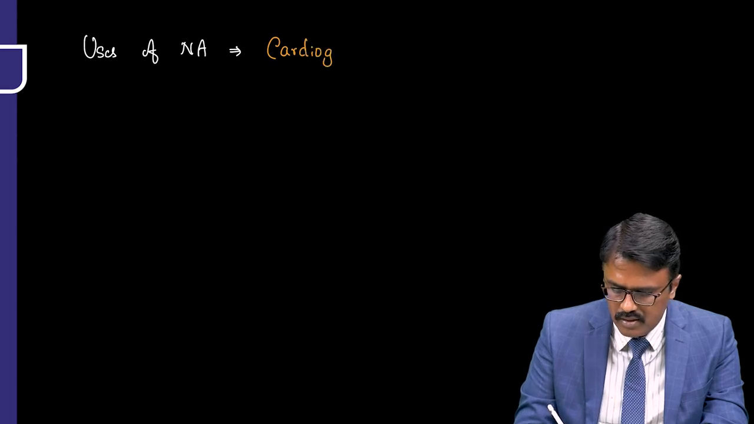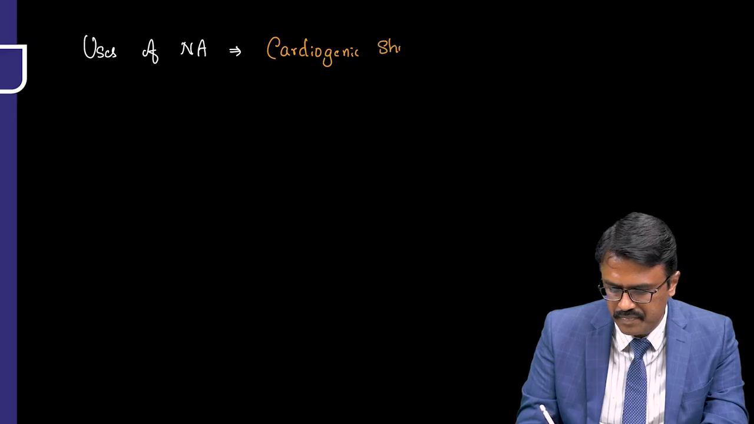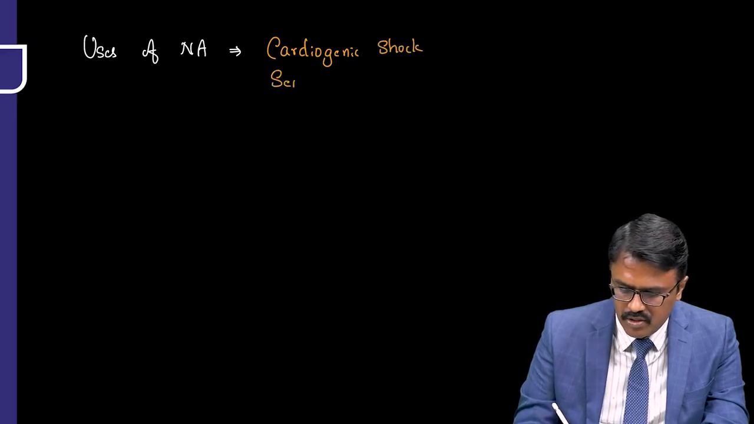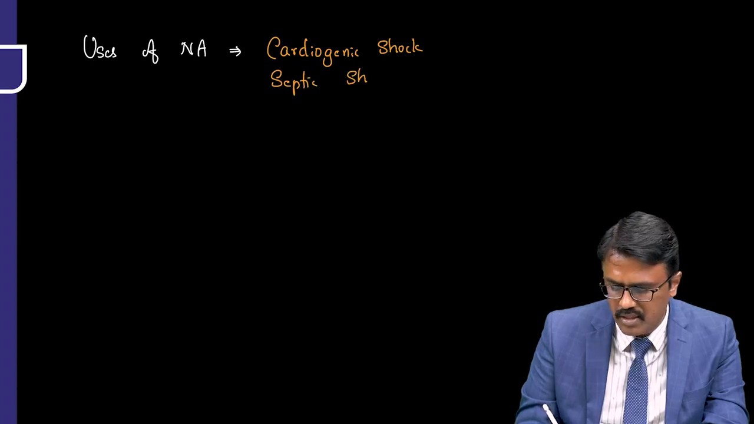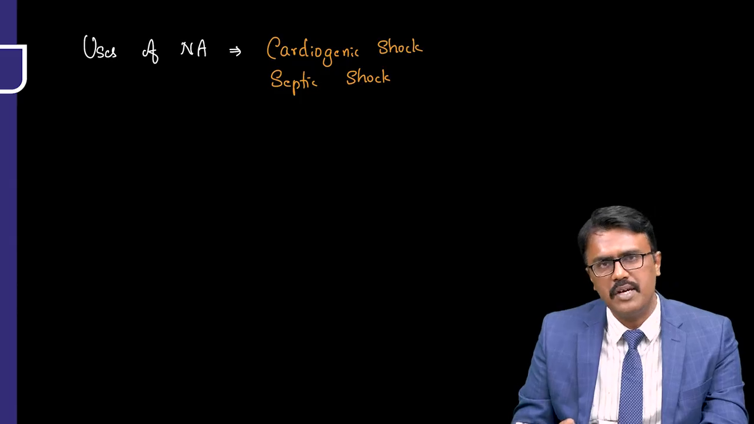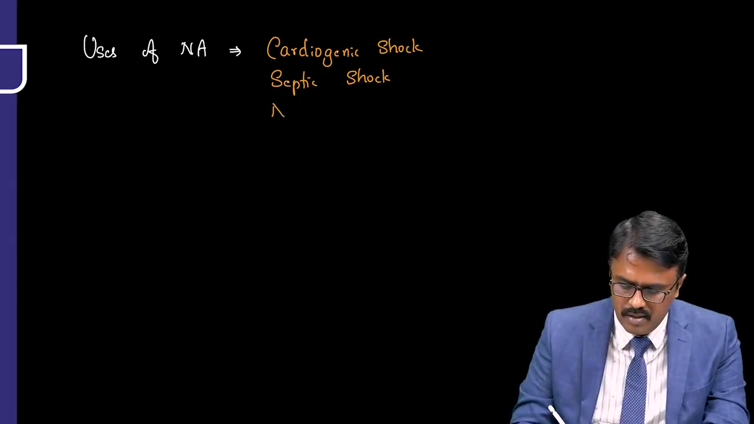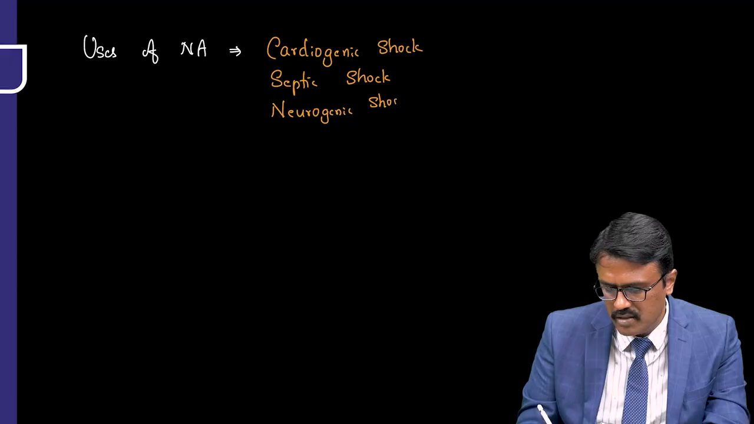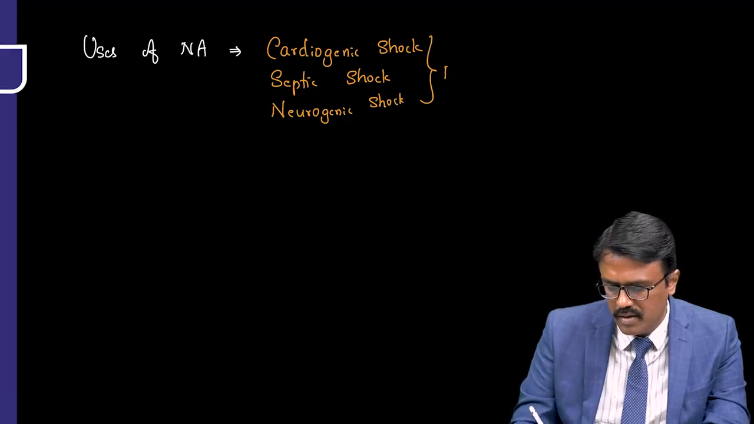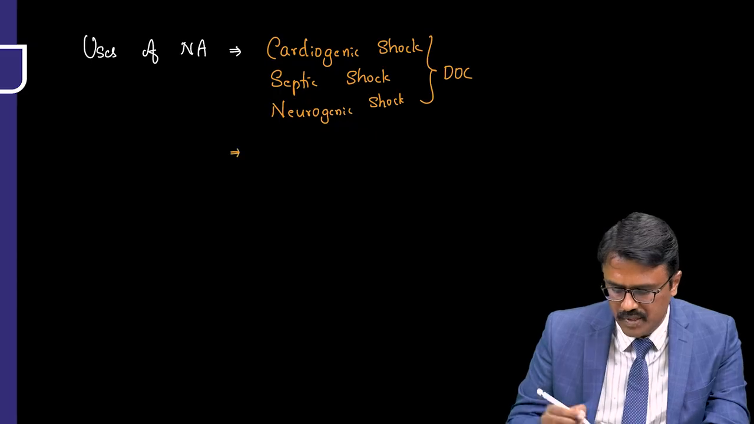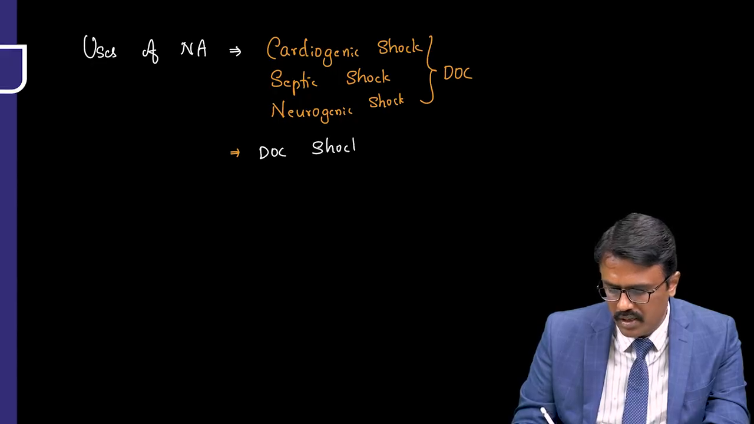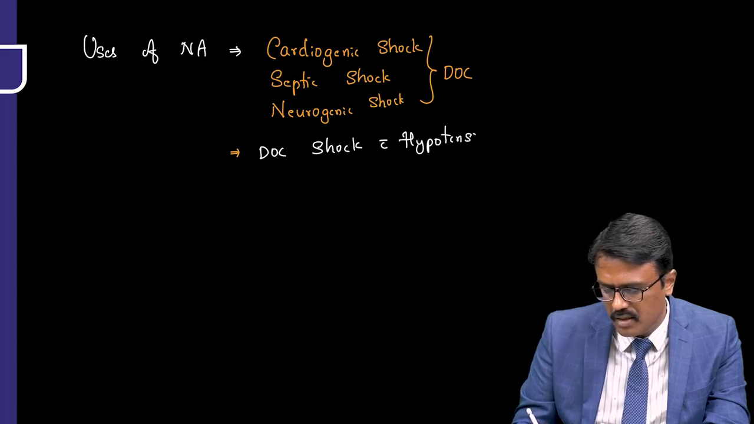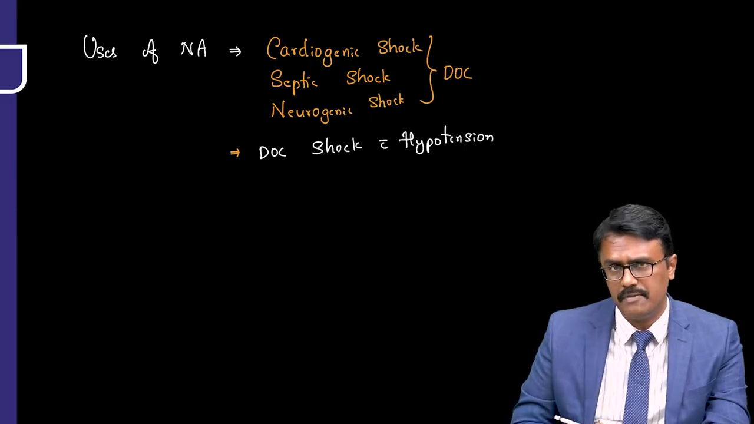Cardiogenic shock, it is the drug of choice. Then septic shock. In septic shock, the infection is the problem. Along with antibiotics, the vasopressor of choice will be noradrenaline, and also in neurogenic shock. In all these conditions, the vasopressor of choice will be noradrenaline. Now, it is also the drug of choice for any kind of shock. Remember this slide. Shock with hypotension, the best drug, the vasopressor of choice, will be noradrenaline.